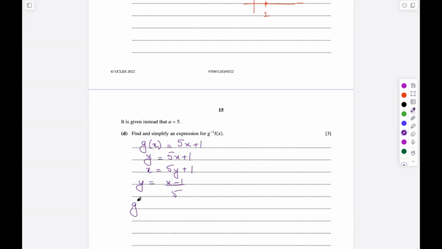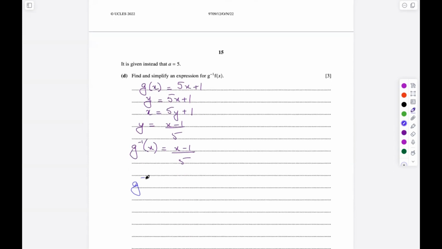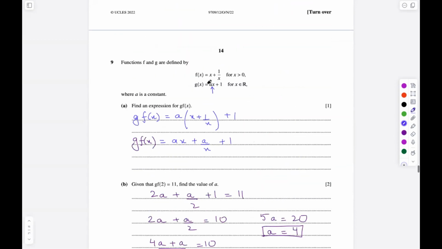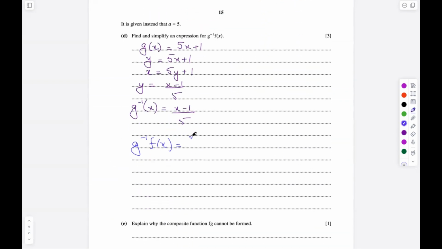So once we have an expression for g inverse of x, which is x minus 1 upon 5, to find g inverse of f, in place of x in the function, we'll replace it with the function f. So for g inverse of f of x, in place of x, we'll substitute the function f. So function f is x plus 1 upon x. So writing x plus 1 upon x in place of x minus 1, and this will be divided by 5.